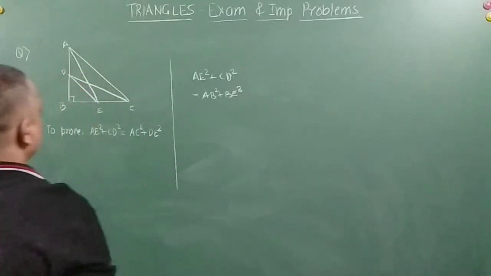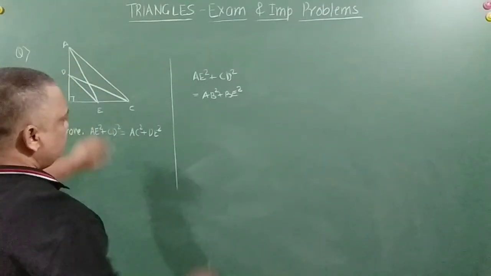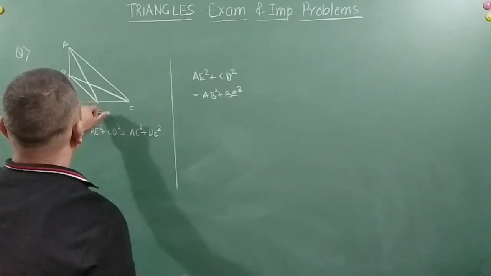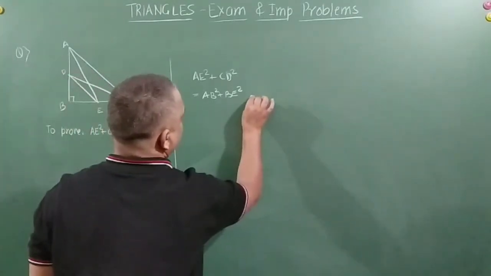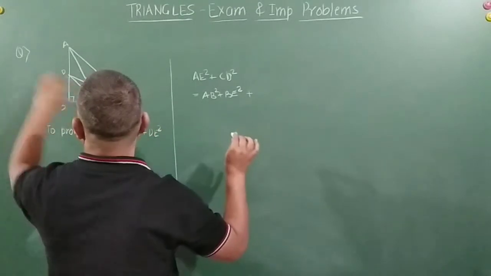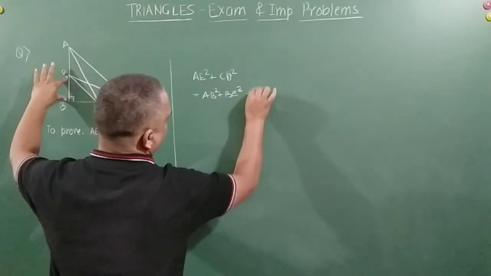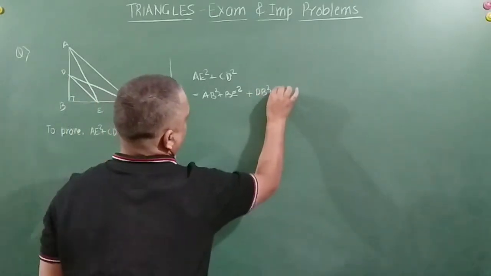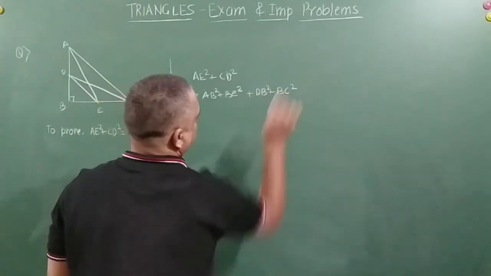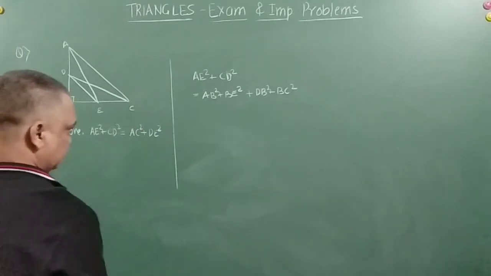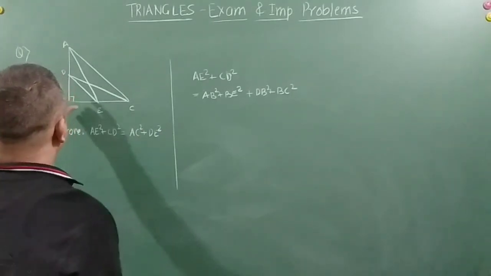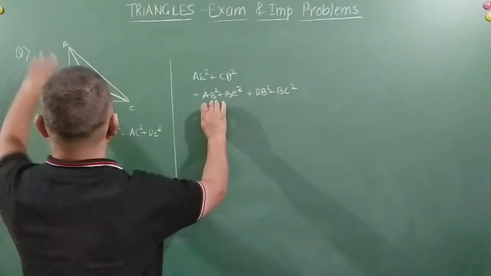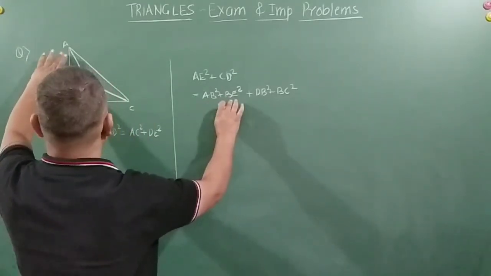Correct friends? Now, what is CD square? Where is CD? CD square can be written as DB square plus BC square. Right? Okay. Alright, we got it. So where is AB and BE?